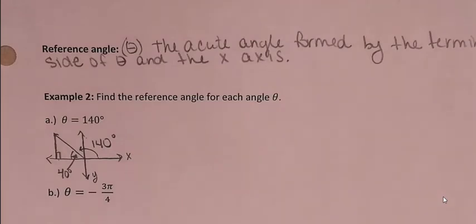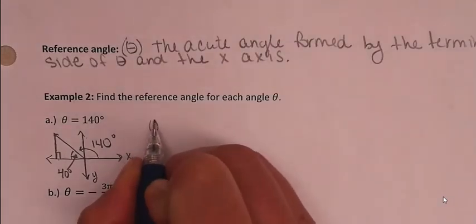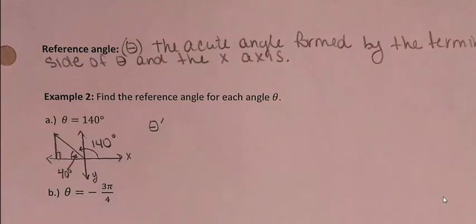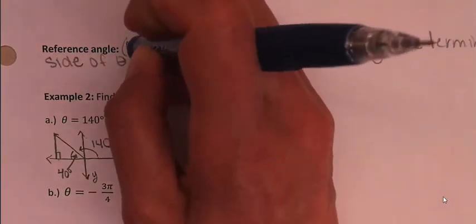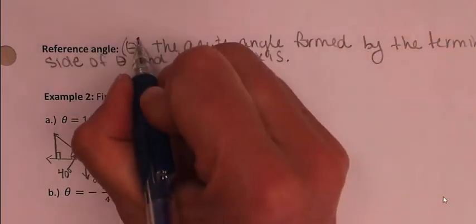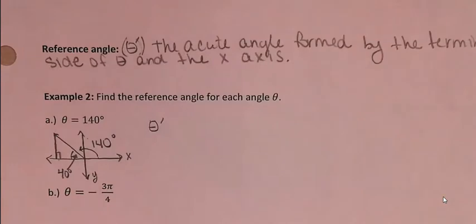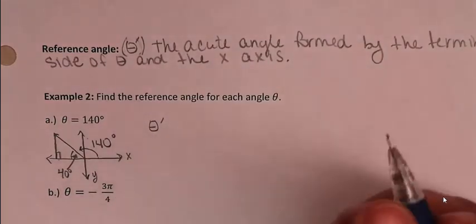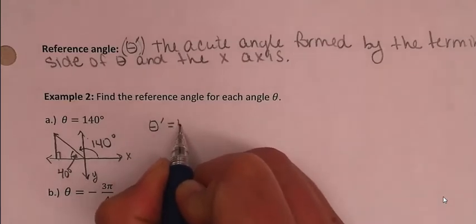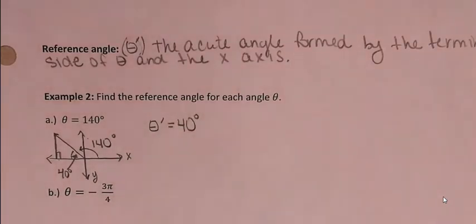Now, in your textbook, they use a theta prime. Okay, actually, I think that's what I meant to do up here. So for the reference angle, your textbook uses theta prime, so I'm going to put a theta prime there. Or you can just write reference angle is. But theta prime here is going to be 40 degrees.